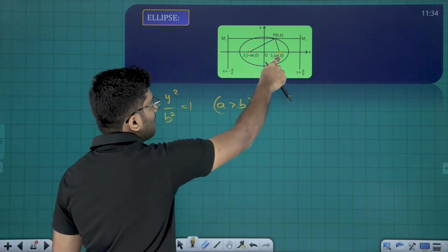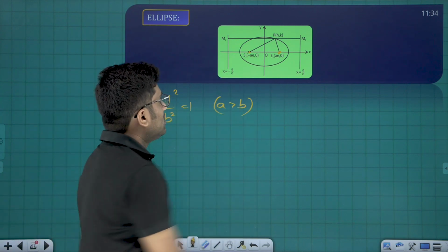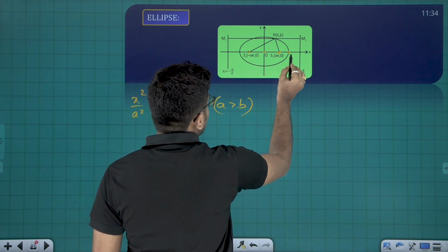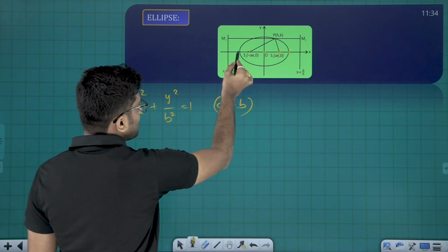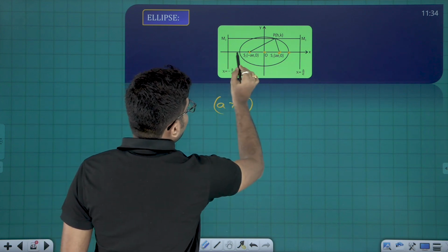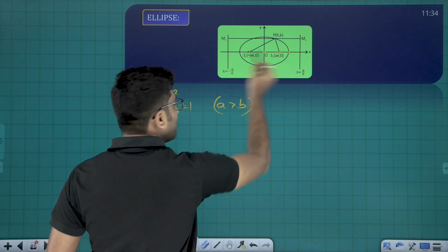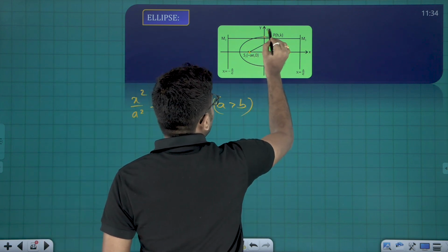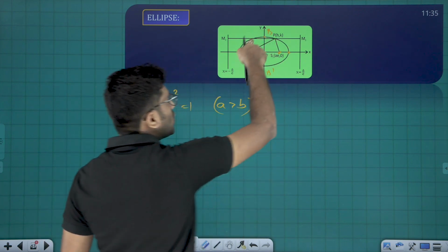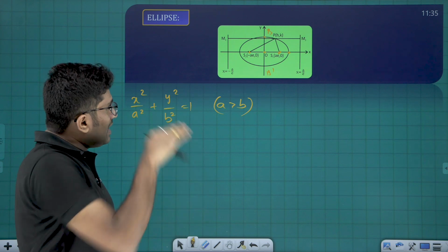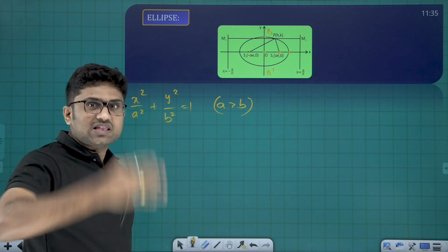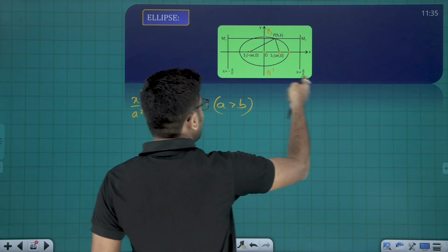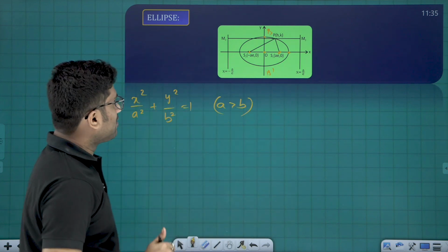Foci are (ae, 0) and (-ae, 0). Center is (0, 0). Vertices are (a, 0) and (-a, 0). Next, the ends of the major axis will be the same, (a, 0) and (-a, 0). This B dash will be the minor axis now, (0, b) and (0, -b). Length of major axis is 2a, length of minor axis is 2b, and the equations of the directrices are x equals a by e and x equals minus a by e.